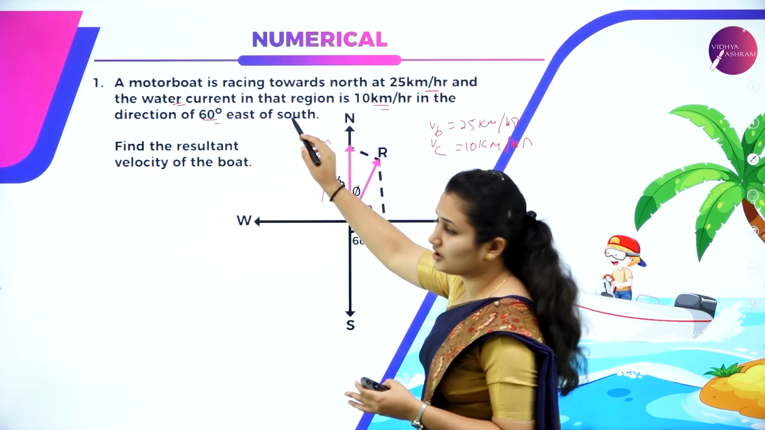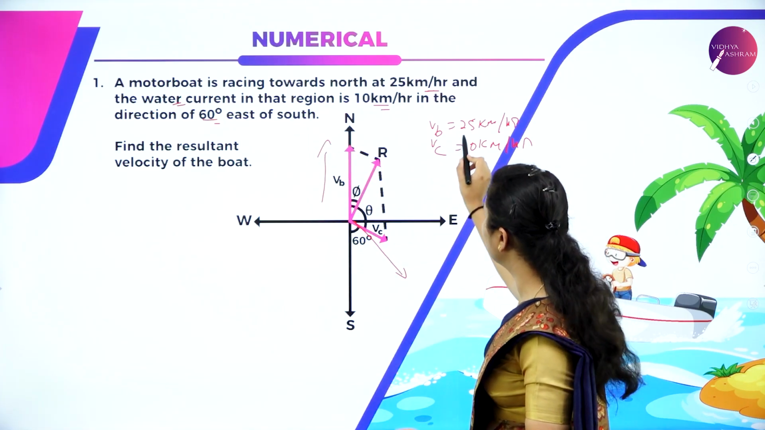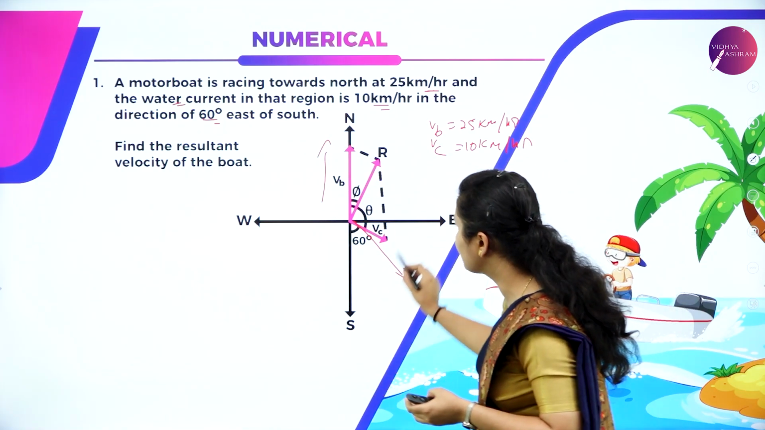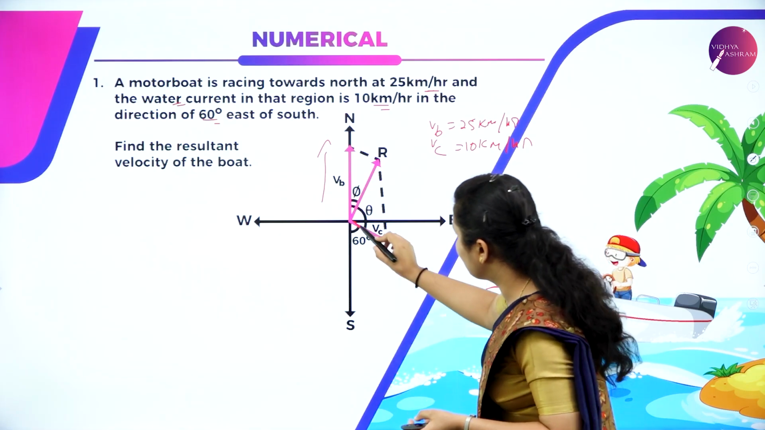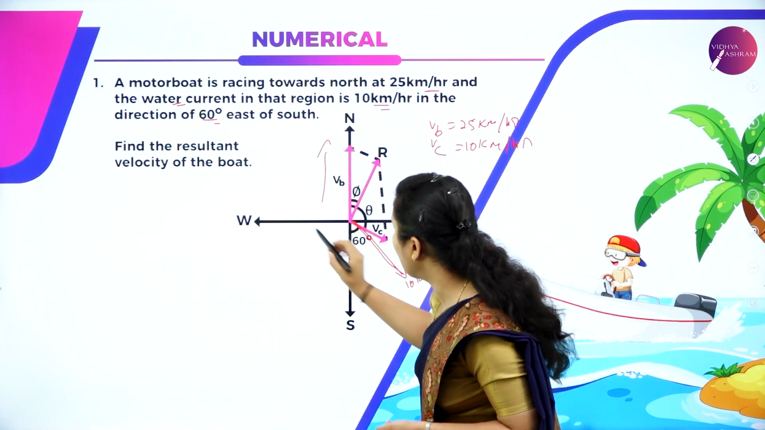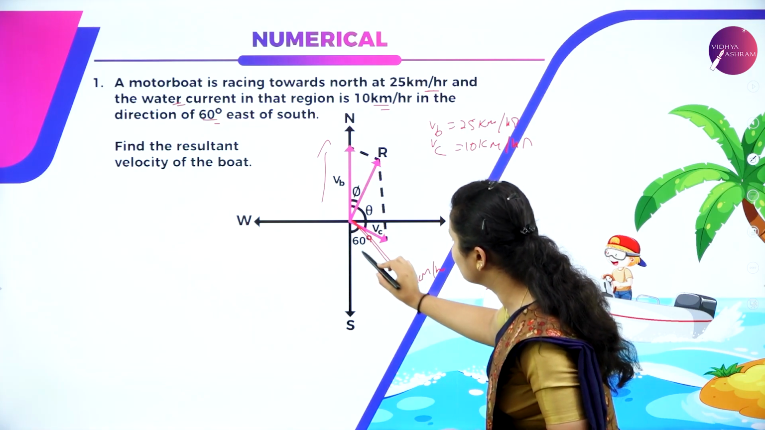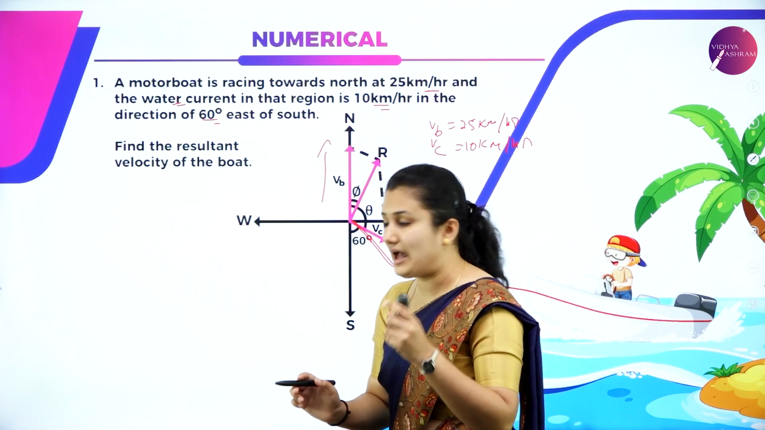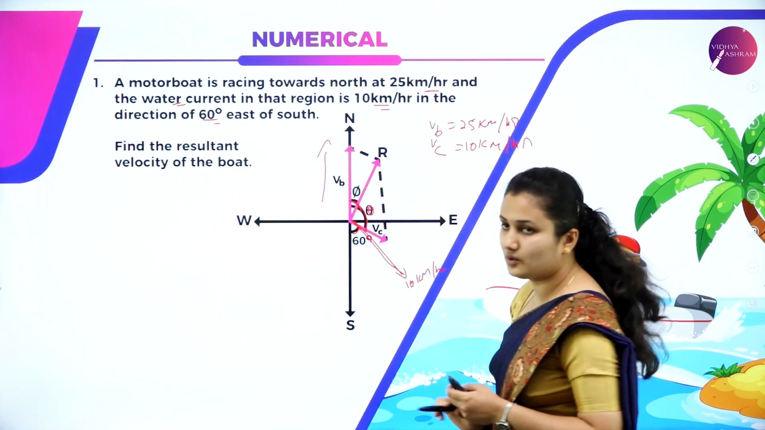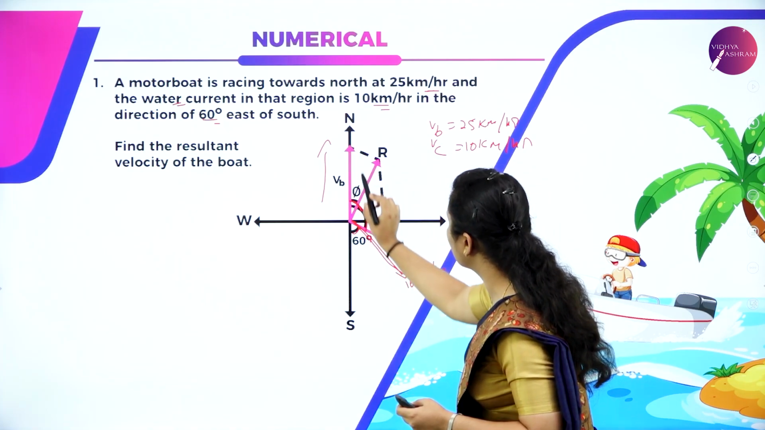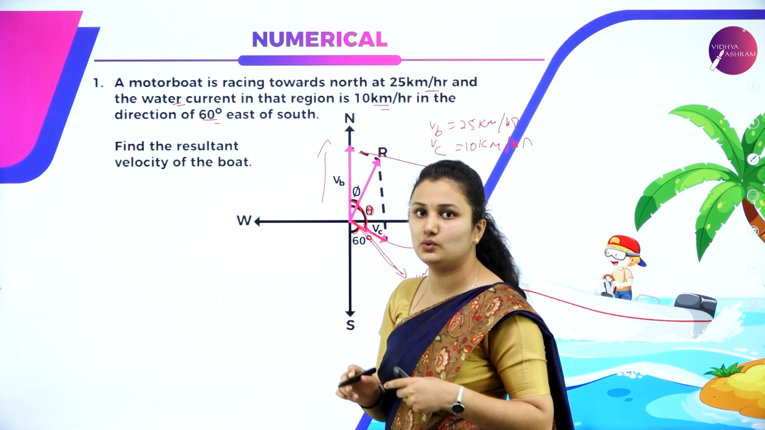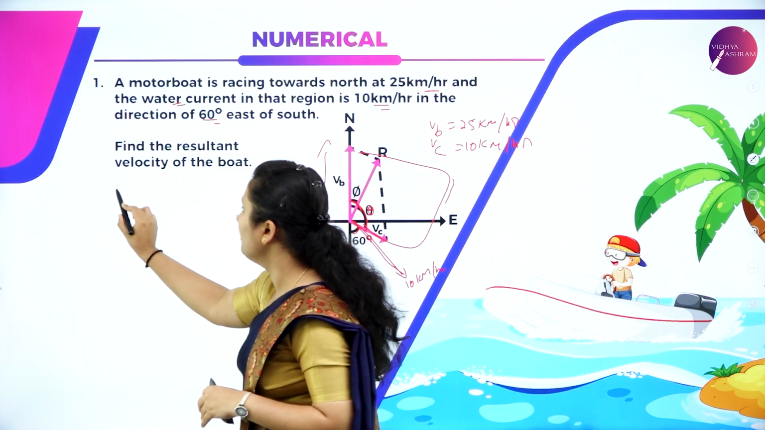So you have a motor boat which is racing towards north. The velocity of the boat will be 25 km per hour, and the velocity of water current, which I have taken as VC, is 10 km per hour in the direction 60 degree east of south. So using the parallelogram, you can see this is 60 degree. I want to find out what this angle theta is. You can see a parallelogram here. So using the law of parallelogram, I will find the resultant velocity, both magnitude as well as direction. So what is the resultant velocity?